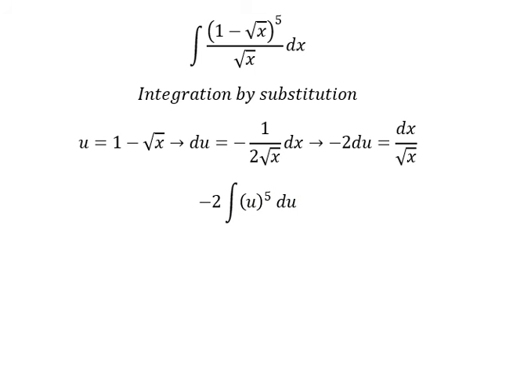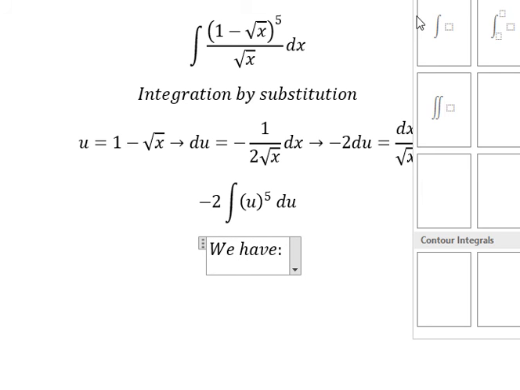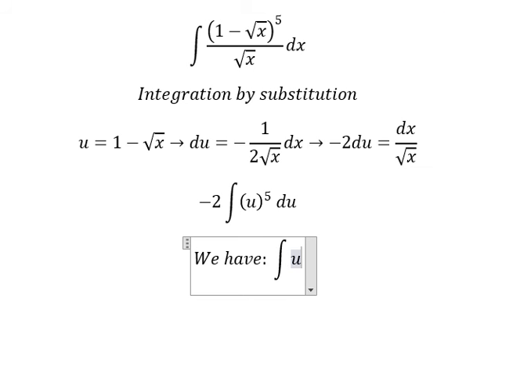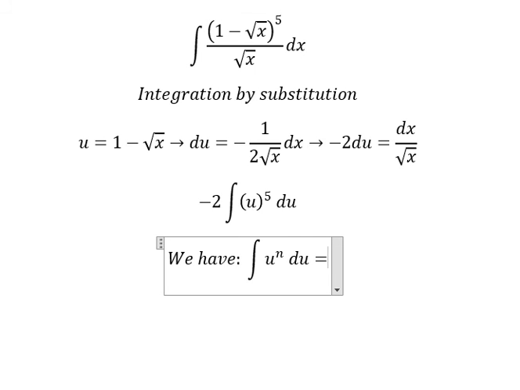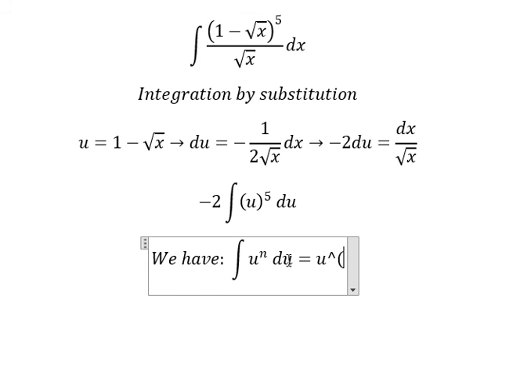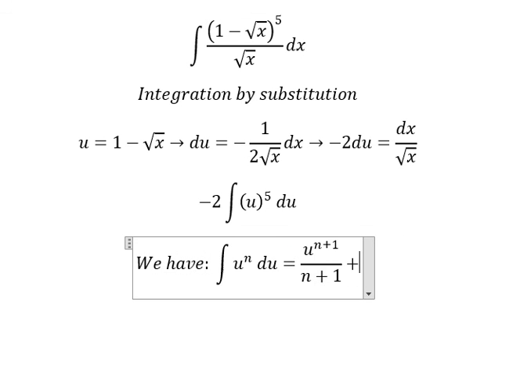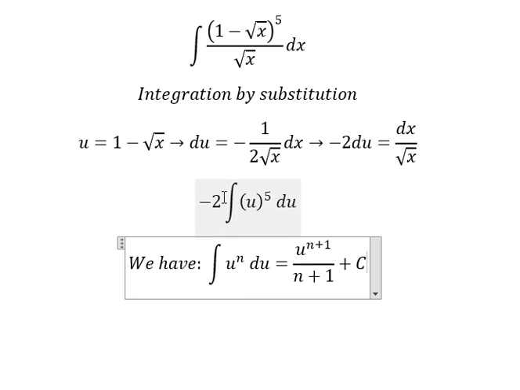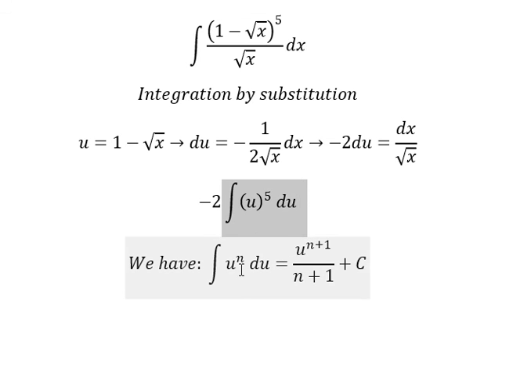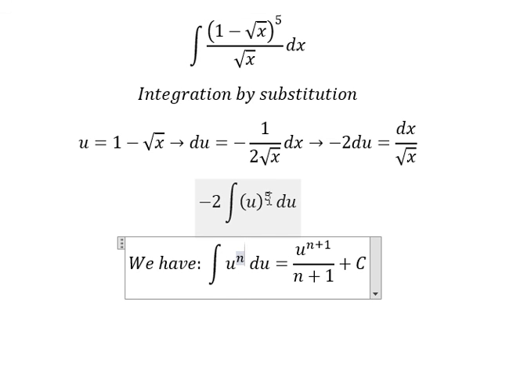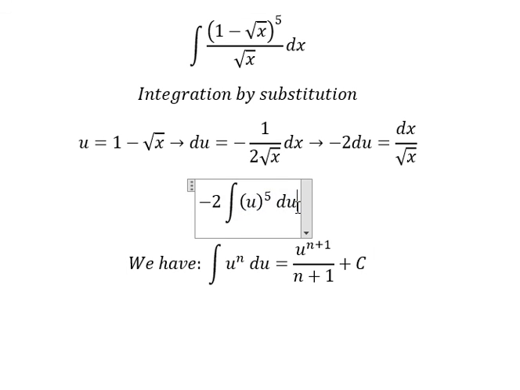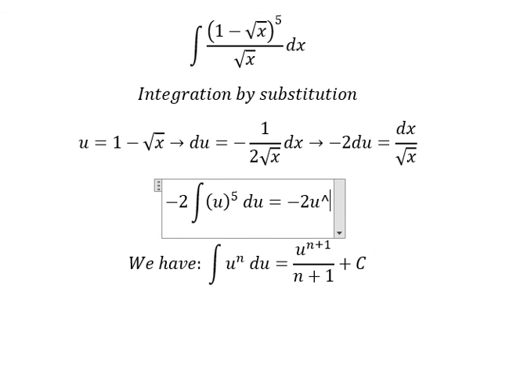Next, we have the formula in here. The integration of u to the power of n du. We got u to the power of n plus 1 over n plus 1, and we put c. Now we can apply the formula in here. So n we need to change by number 5. So we got the final answer in here.